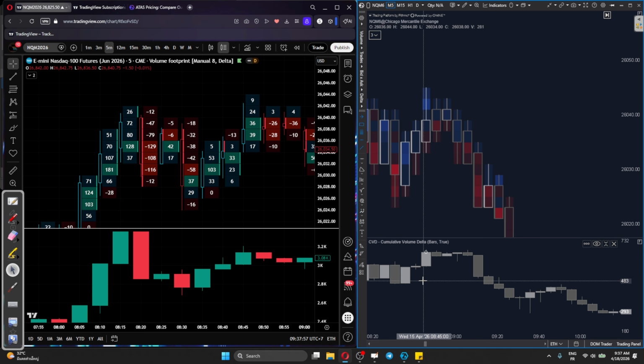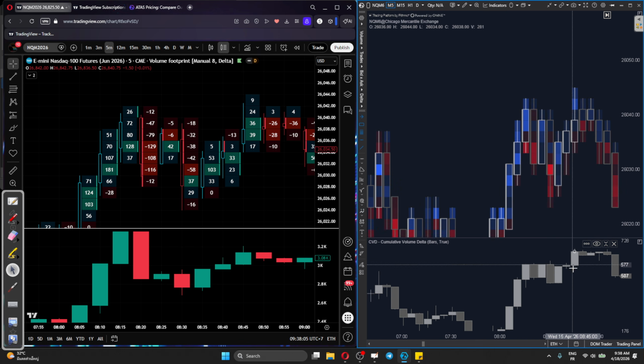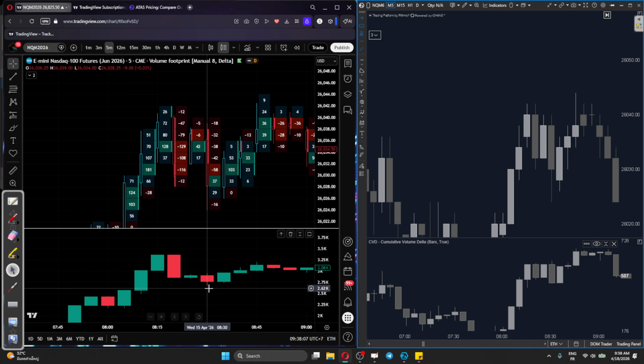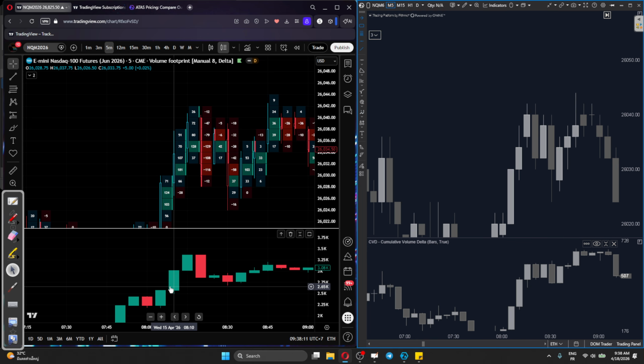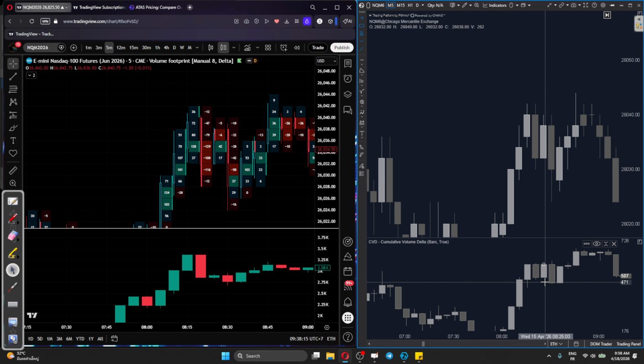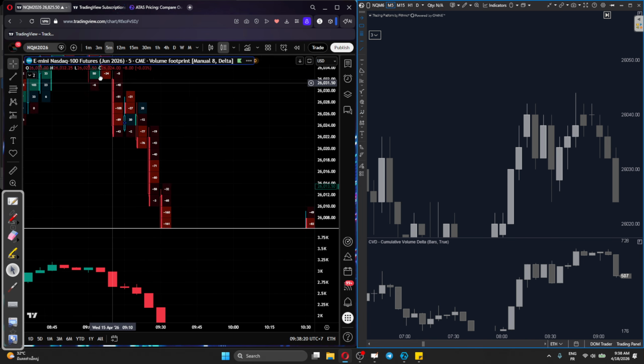The candles are the same size, right? If you compare this one to this one, 1, 2, 3, 1, 2, 3, very similar looking candles. But yeah, okay, it's in this area that there's a discrepancy. These candles are going big here. Yeah, it's in this area. So CVD, let's look at some other examples.